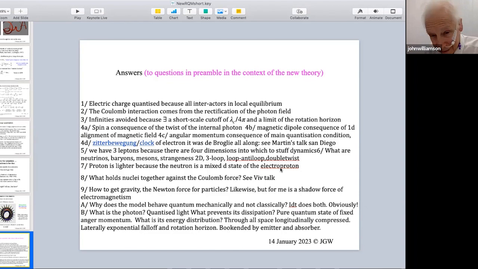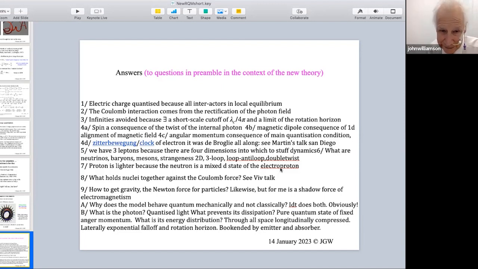Well, it's spin forces for myself and Arnie, but Viv is going to talk a lot about what holds nuclei together against the Coulomb force. So I'll leave thunder for Viv there. And I think Viv's view of what's happening there is probably more convincing than my own view of it. So I think I'll leave Viv to talk about that. Viv Robinson will be talking about some of that at some point.